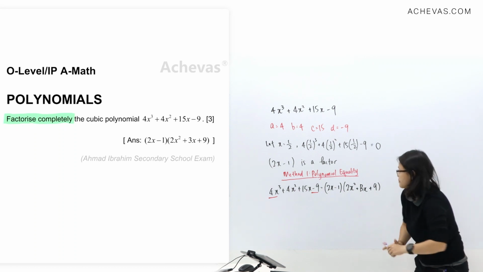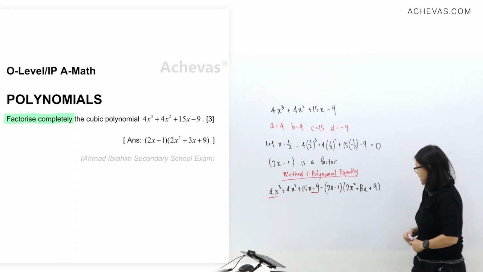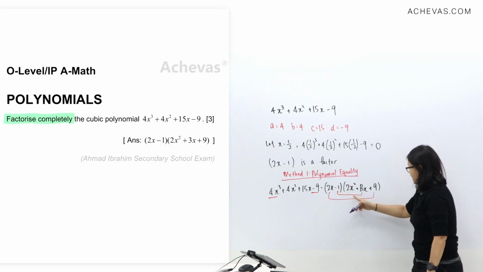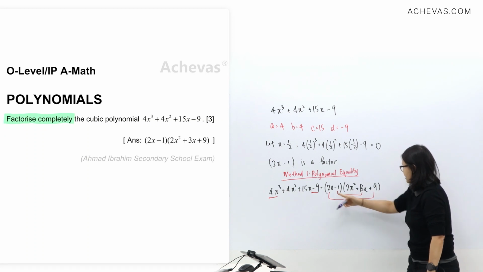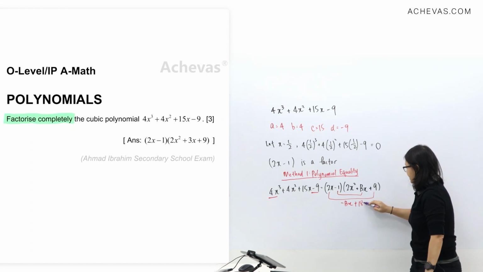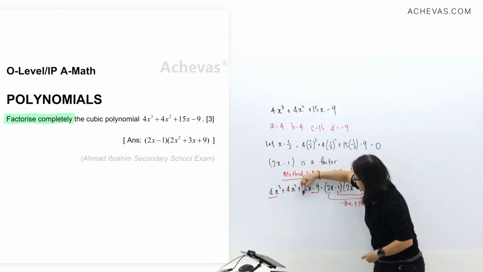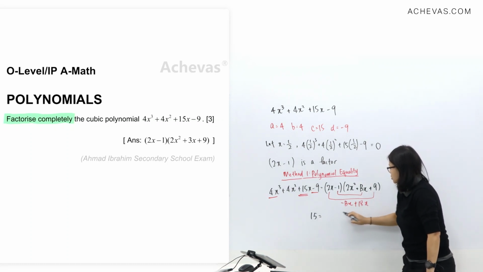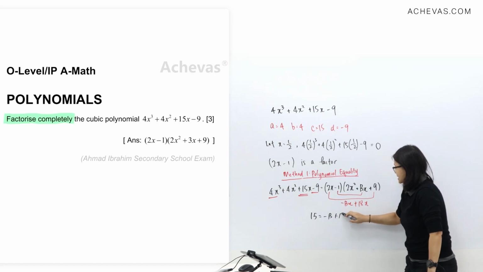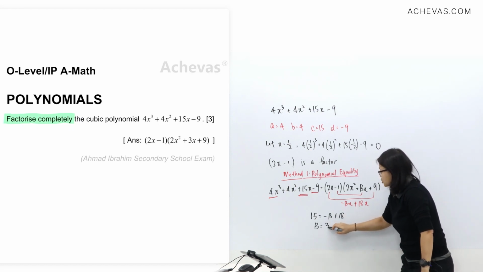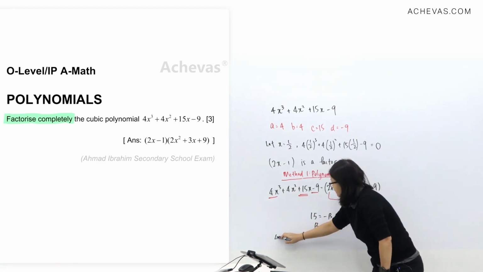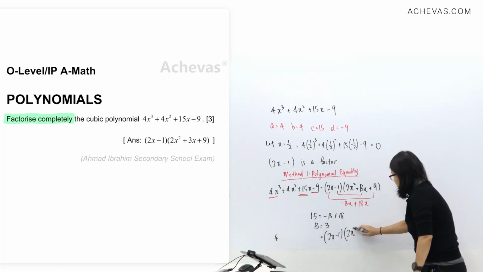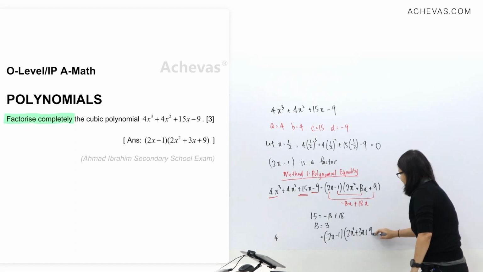Now let's check another one. You can check x^2 or x, up to you. Let me check the term in x. If I link 2x times 9, that's 18x, and minus bx. Let me pull out only the coefficients. So I have 15 equals minus b plus 18. So I know that b equals 3. Next step, let me write the answer here: 2x - 1 multiplied by 2x^2 + 3x + 9.